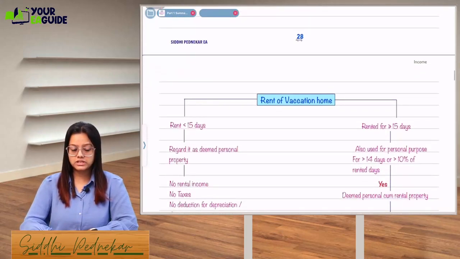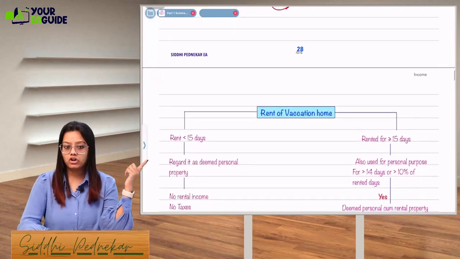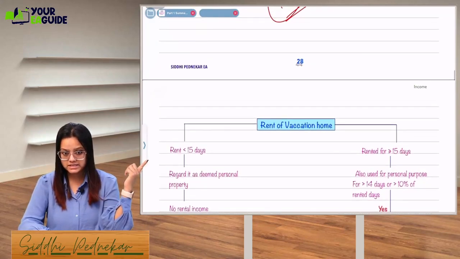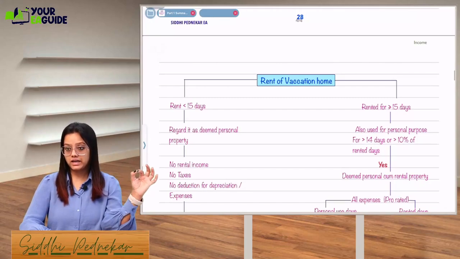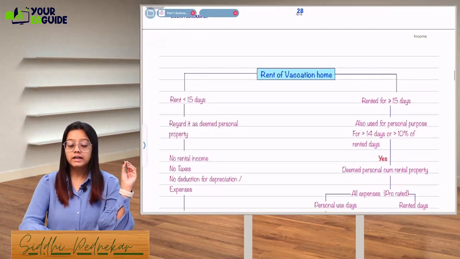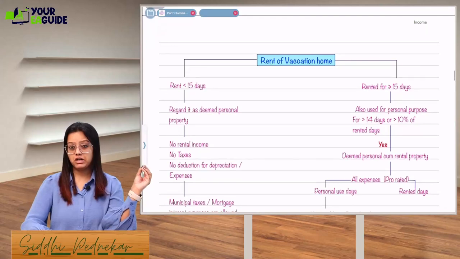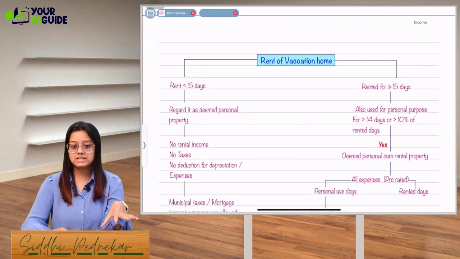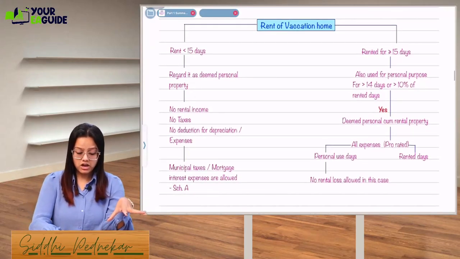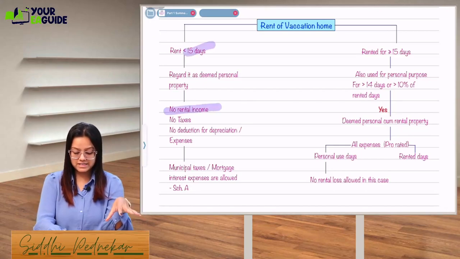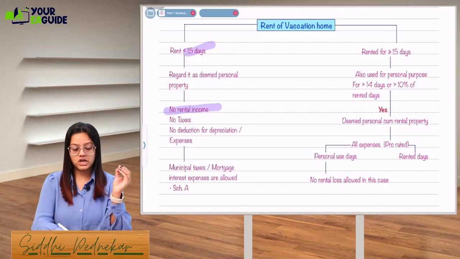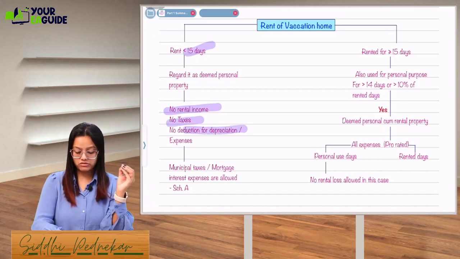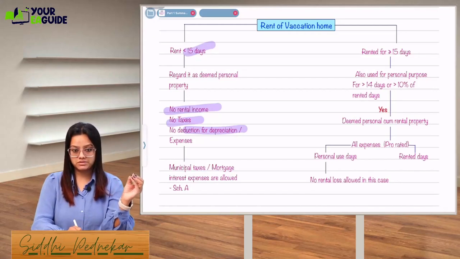Okay, what are the rules? Let's say you have rented your property for less than 15 days, and you are going to regard this rental property as a deemed personal property, meaning it will not be called a renting business, it is a personal property. In that case, whatever rent you receive for less than 15 days will not be chargeable to income. No taxes will be deducted. No deduction will be allowed for depreciation or any other expense.